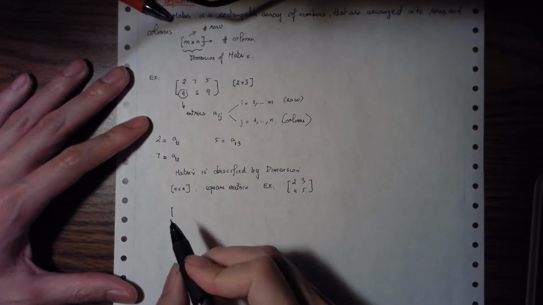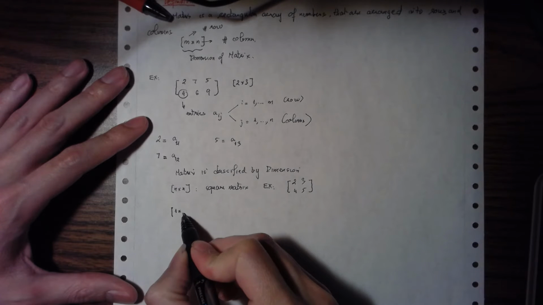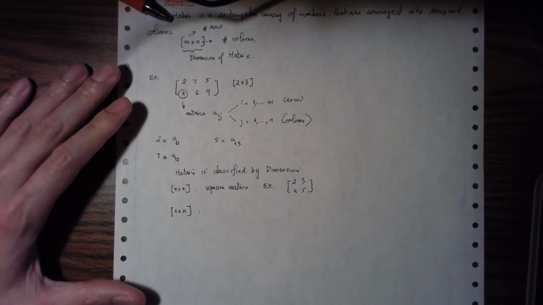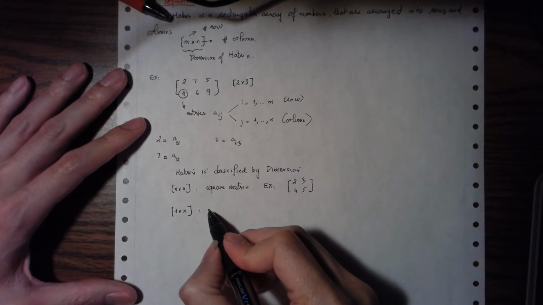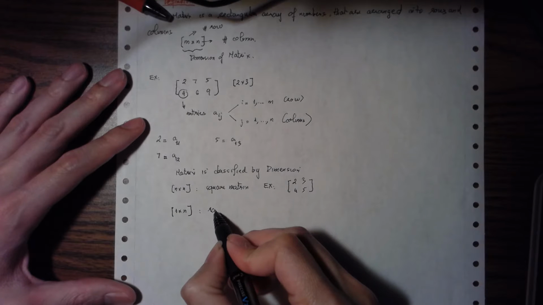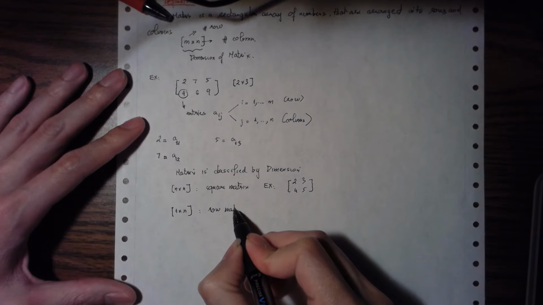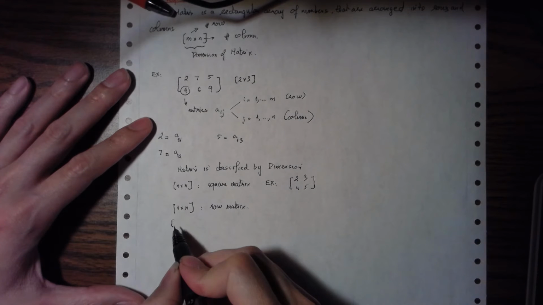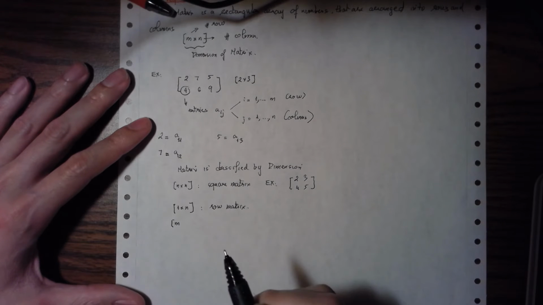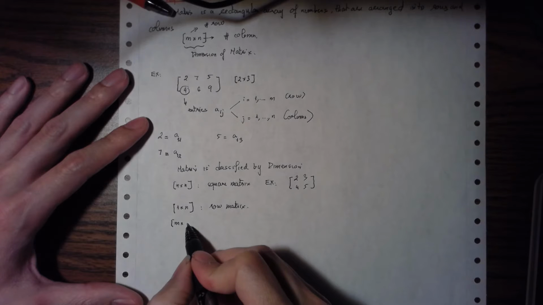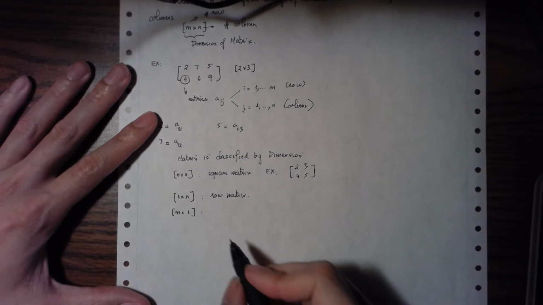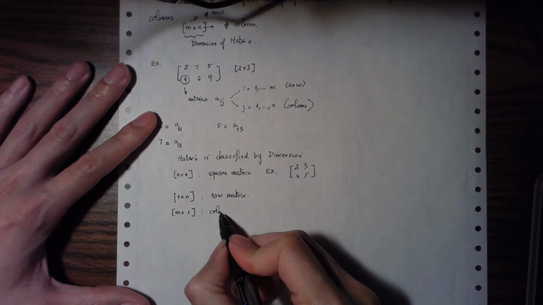If we have only 1 row but n columns, okay, then we call that a row matrix. Okay. If we have m rows but 1 column, then we call that a column matrix.